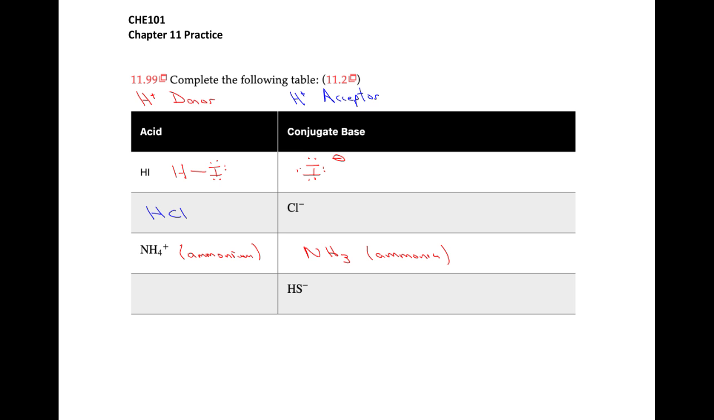And in the last one, I have HS-. Again, HS-, this is a conjugate base. If it takes on H+, so if I take -1, which is the charge of my HS-, and I add +1, I'll get H2S. So now I have two H's and my S, and so it's going to be a neutral molecule.